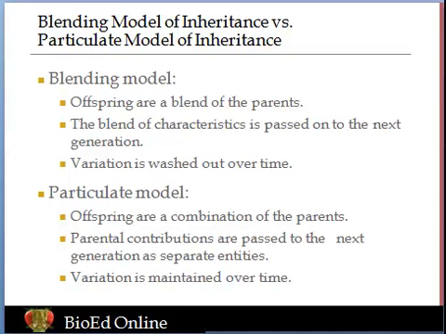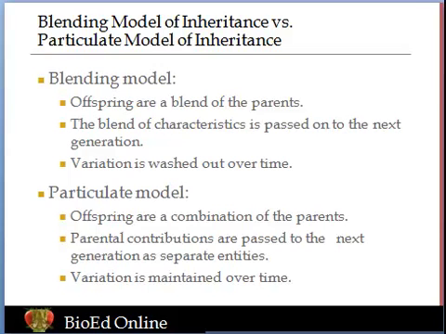Now, returning to the example we used previously, if you have a very tall father and a short mother, they could still produce offspring of average height. However, in the particulate model, the contributions from the parents are separated from one another when being passed on to the next generation. Thus, in this way, the particles can continue to combine in various ways, and you see variation being maintained over time.